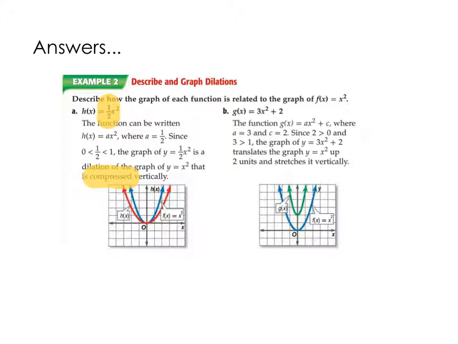Part B here, the 3 right there means my parabola is going to stretch, okay, and then that plus 2 means translate up 2 units. So that would be the answer for that one, stretches and up 2 units. And again, that up 2 units was because of the plus 2.